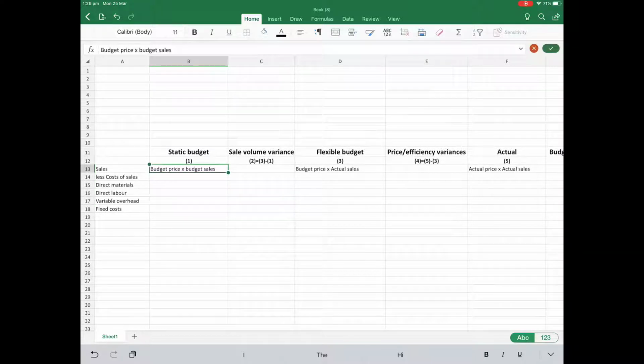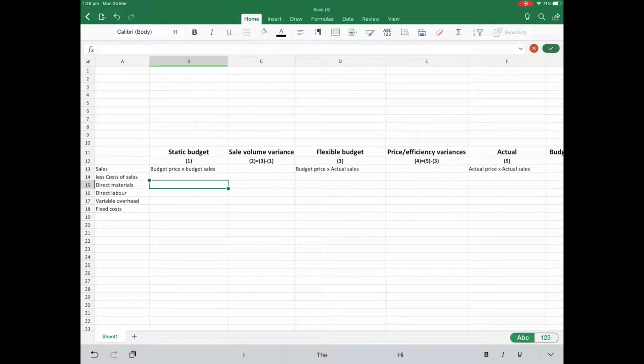Now start with the static budget. So sales in the static budget equal the budgeted price times budgeted sales. And then in the flexible budget, we keep the budgeted price and we replace the budgeted sales with the actual sales. And of course, for the actual profit and loss statement, the actual sales equal the actual price times actual sales. That is the amount of money that we can actually get from the customer.